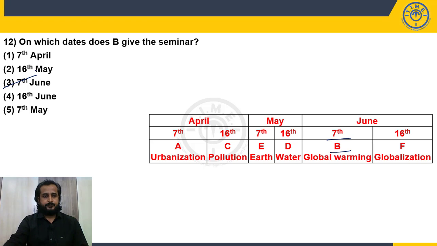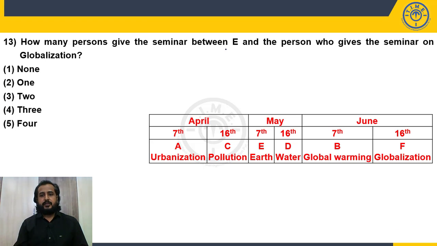7th June. Choice 3. How many persons give seminar between E and the person who gives seminar on globalization? Between E and globalization, how many are there? 2 people, D and B. Answer is 2, but the choice is 3. Fine. Now we are done with the set of distribution.